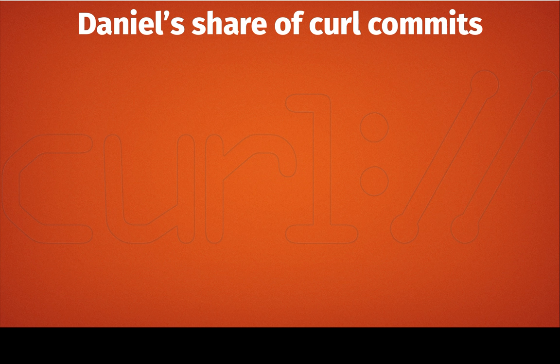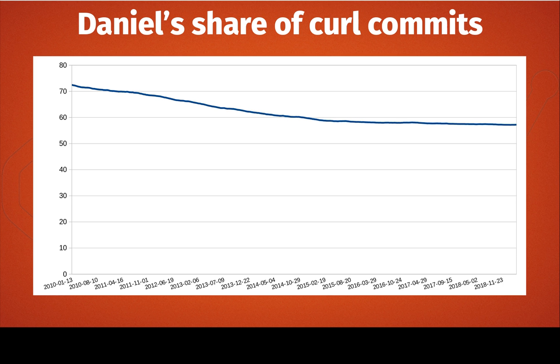So then changes. My share of curl commits since 2010 has decreased from about 70% and I'm now at slightly above, well, it's below 60%. So my share of commits is shrinking over time, which I think is a good trend. I don't need to do the majority of the commits, even if I actually still do.